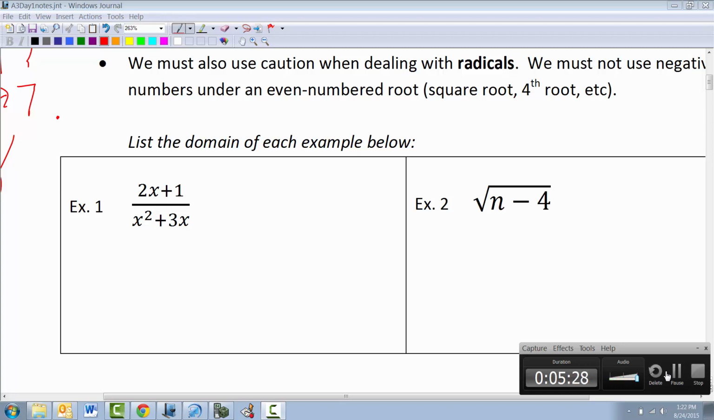Factor. And then what can't I have? I can't have a what where from my little red over here. I can't have a what where. 0 in the denominator.